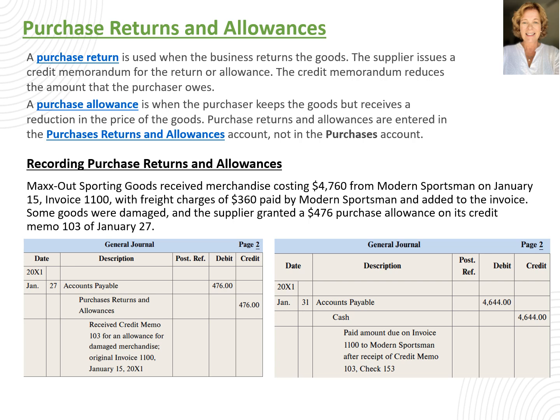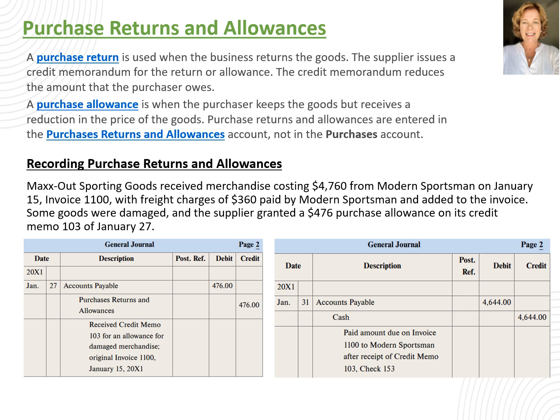When merchandise arrives, it is examined to confirm that it is satisfactory. Occasionally, though, the wrong goods are shipped, or items are damaged or defective. Purchase return is used when the business returns the goods. The supplier issues a credit memo for the return or allowance. The credit memo reduces the amount that the purchaser owes. A purchase allowance is when the purchaser keeps the goods but receives a reduction in the price of the goods.